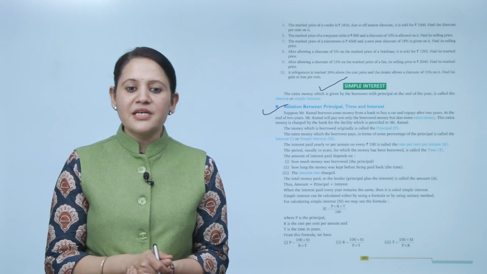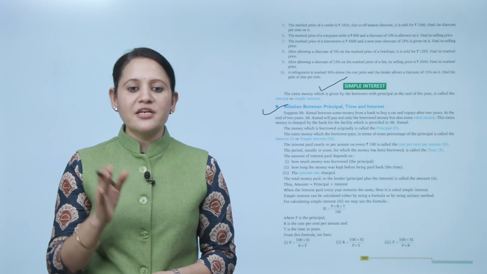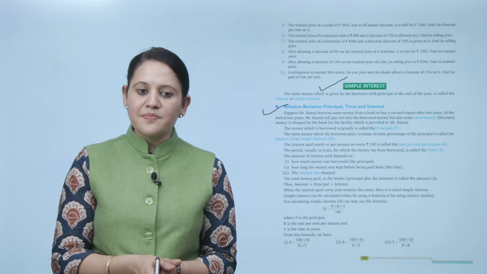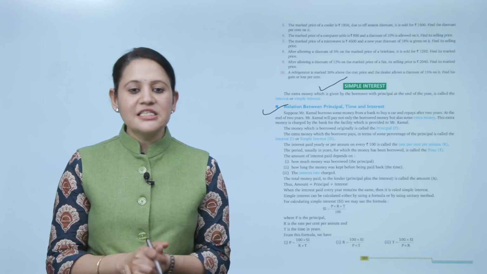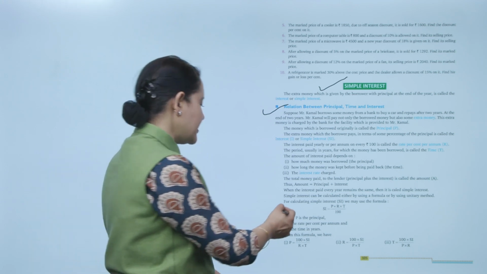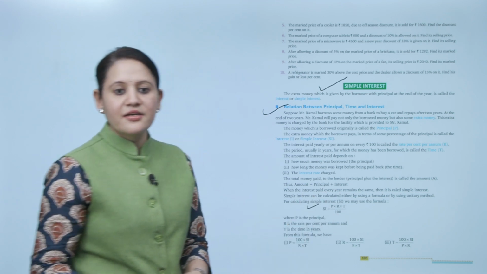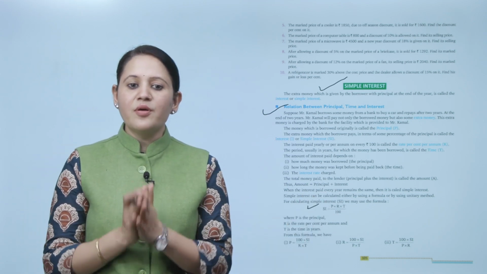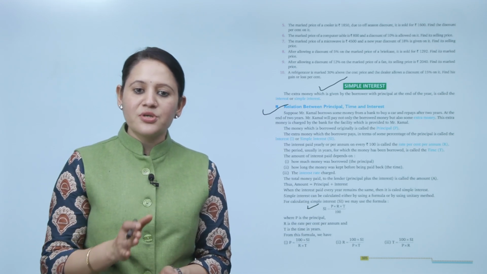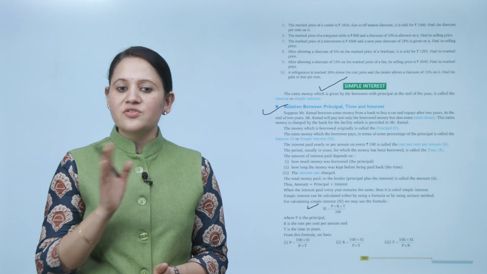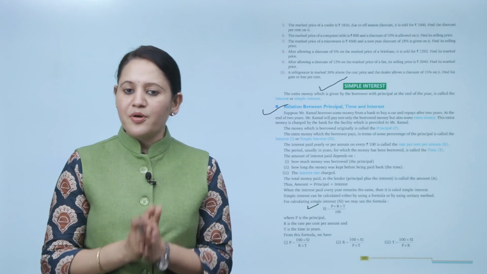For calculating simple interest, we may use the formula simple interest equals to P into R into T upon 100, where P is principal, R is rate percent per annum and T is time. So simple interest P into R into T upon 100. From the formula we have principal equals to हो जाएगा 100 into simple interest upon R into T, R equals to हो जाएगा 100 into simple interest upon P into T, and T equals to 100 into simple interest upon P into R.